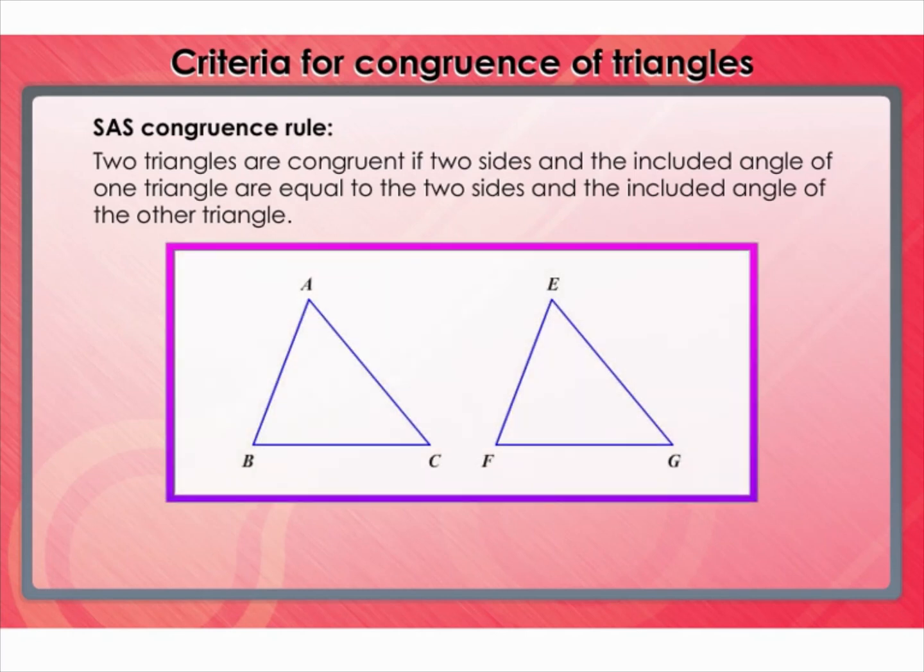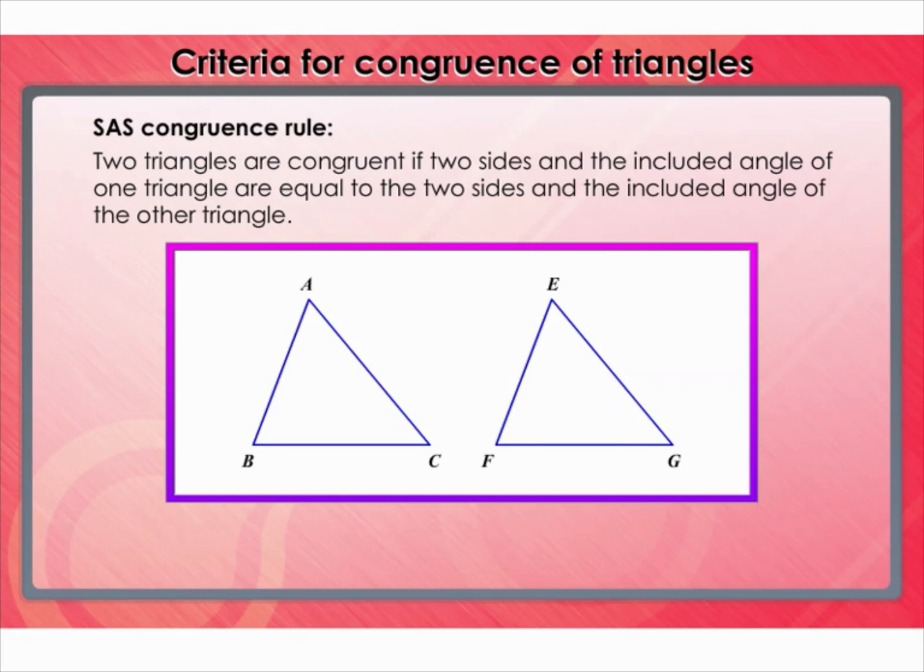Let's start with the side-angle-side congruence rule. Two triangles are congruent if two sides and the included angle of one triangle are equal to the two sides and the included angle of the other triangle. This criterion is referred to as the side-angle-side, SAS rule.